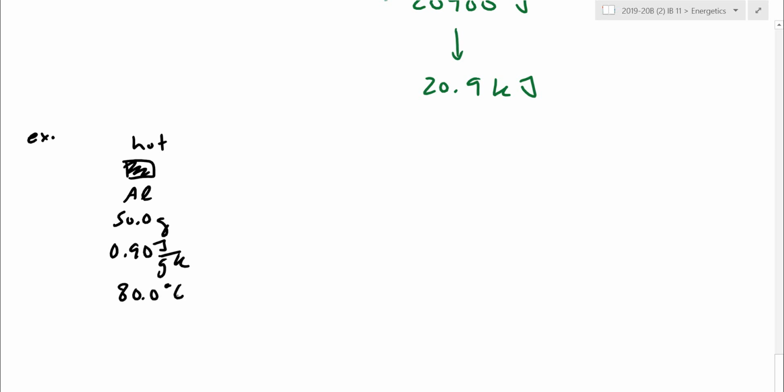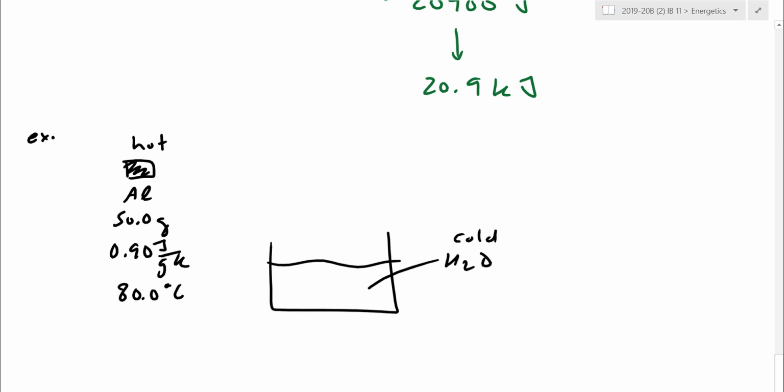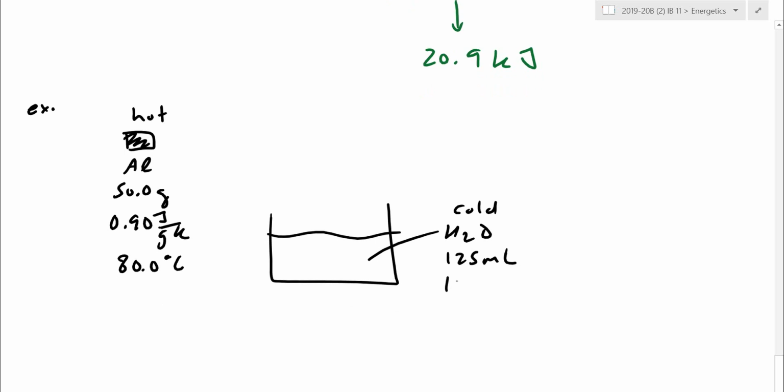I heated this metal block up. It's now a sizzling block of metal. What I'm going to do is drop this into a beaker of water. In this case, my water is going to be relatively cold, 125 milliliters. That's half a mug from earlier. It's cold, so maybe I got cold water from the tap, maybe 10 degrees, and the constant was 4.18 joules per gram Kelvin.